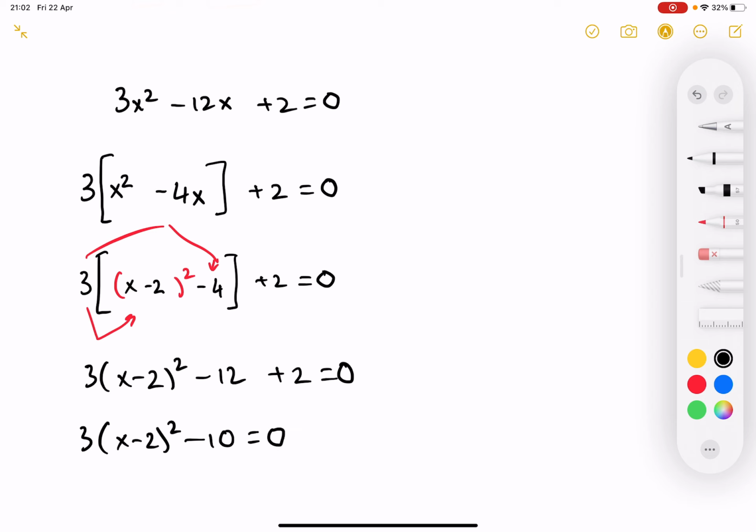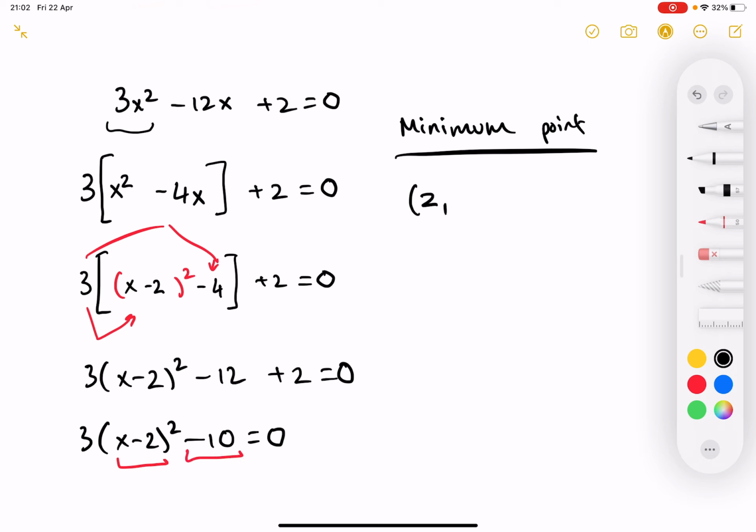Same as before. This time, the coefficient of x squared is again positive, so it's going to be a U shape. So the turning point is going to be a minimum point again. So the minimum point is going to be located at, if we look in the bracket, we have x minus 2. So opposite sign is going to give us 2, and then this minus 10. And again, line of symmetry is just that x value. So it's x is equal to 2 is the line of symmetry.